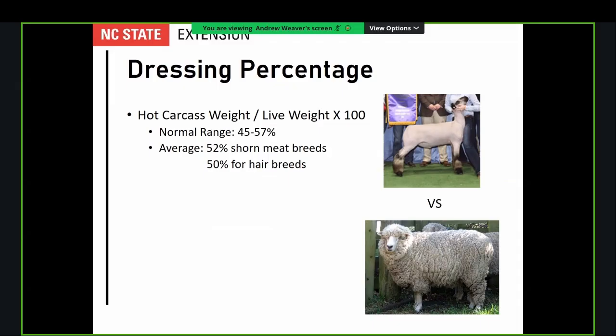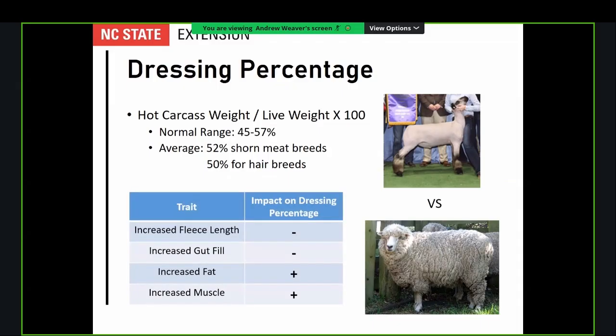And we'll talk about the reasons and some of those factors that impact that. Fleece length has a negative impact on dressing percentage. The longer the fleece, if your sheep have a little bit thicker coat, that is weight that's going to contribute to the live weight, but is then removed at harvest, so it doesn't contribute to carcass weight. And so the longer the fleece length, the thicker the coat, the lower the dressing percentage is going to be.